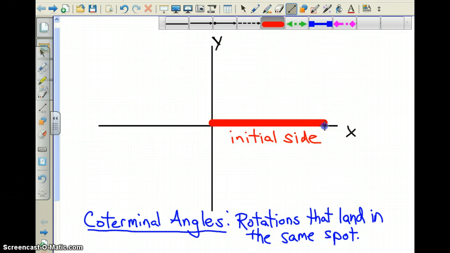Or if I rotate clockwise, that's a negative number of degrees, like negative 180. Positive 180 and negative 180 are considered coterminal because they land in the same spot. This side that rotates, whether it's positive or negative, is called the terminal side, where it terminates or ends rotating.